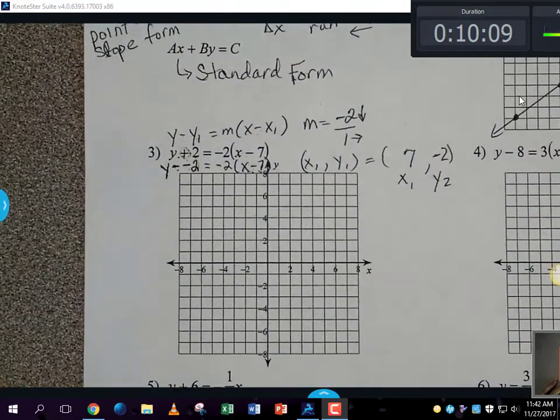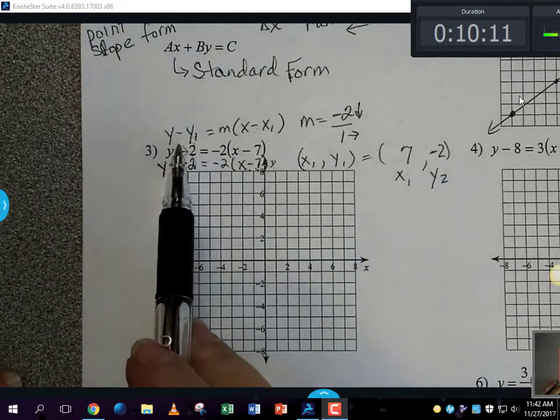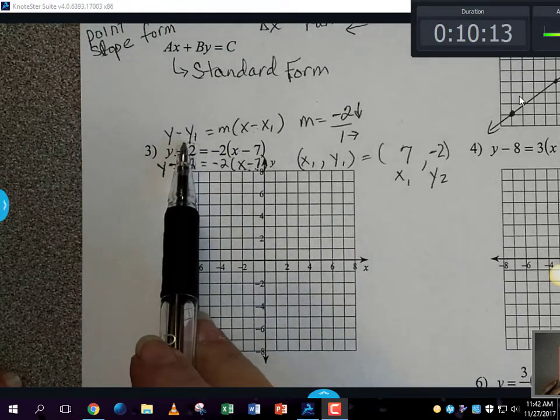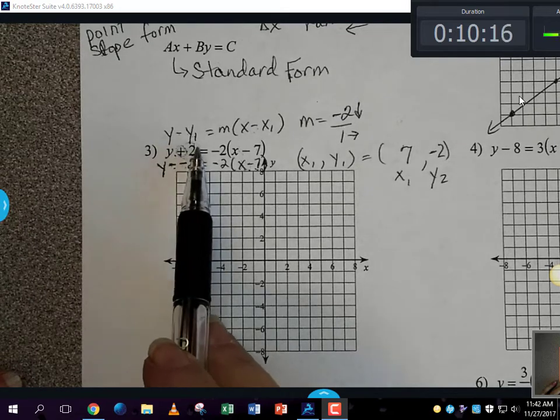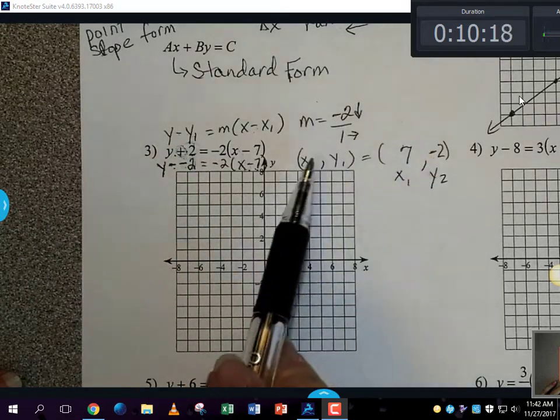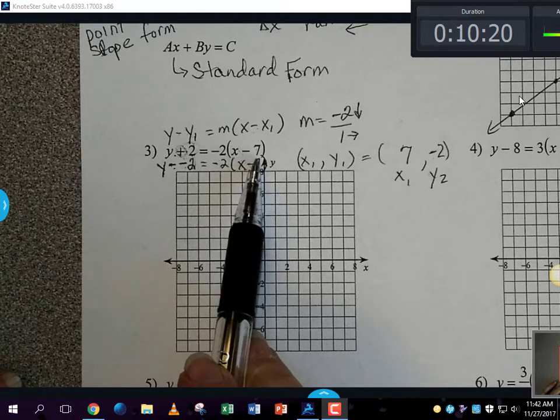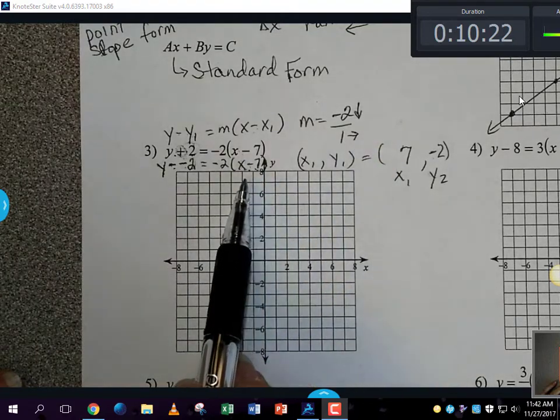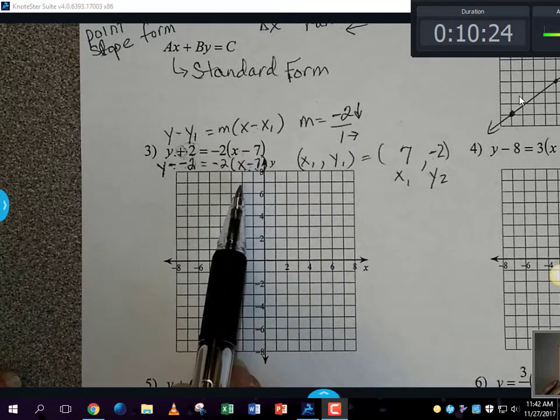Now, it's not my favorite, but if you look at this and you do that whole what's the opposite trick, well, the opposite of positive 2 would be negative 2. The opposite of negative 7 would be positive 7. One thing that you need to be really careful about is location.